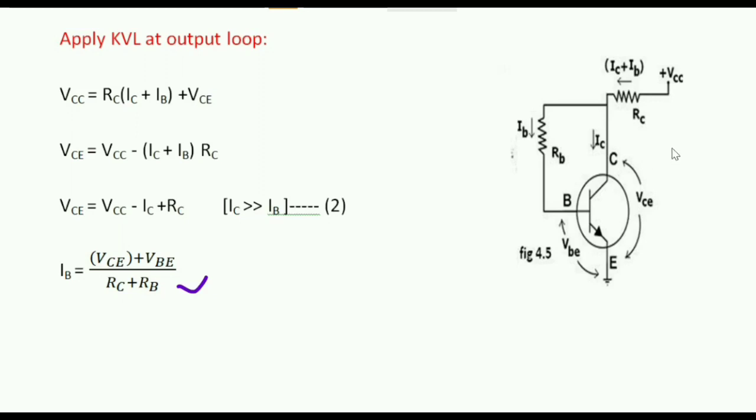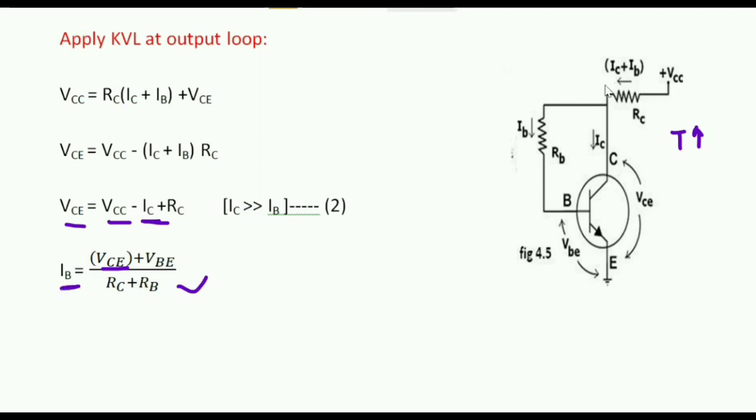if temperature increases, then ICBO increases. If the ICBO increases, then IC increases. If IC increases, from the VCE the increased value will be deducted. Then the VCE value will decrease. This decrease in VCE value will decrease the base current IB.